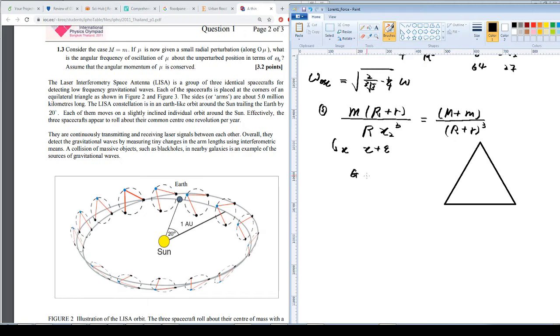We know that G m mu over x2 or x1 squared, and there are twice of them, that's equal to mu x omega squared.